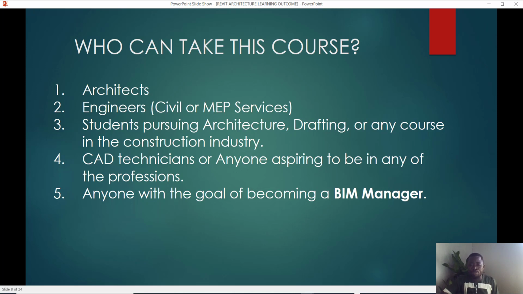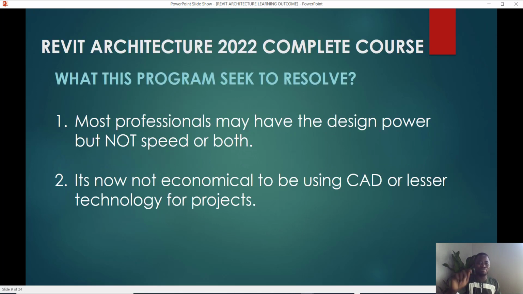Also, any student pursuing architecture, a drafting course, any draftsmanship course, or any course in the construction industry will need to know how to use BIM, and for that, I will recommend Revit to you. Any CAD technician, or anyone aspiring to be in any profession in the AEC space, I will recommend Revit to you. And anyone with a goal of becoming a BIM manager, this course is specially made for you.